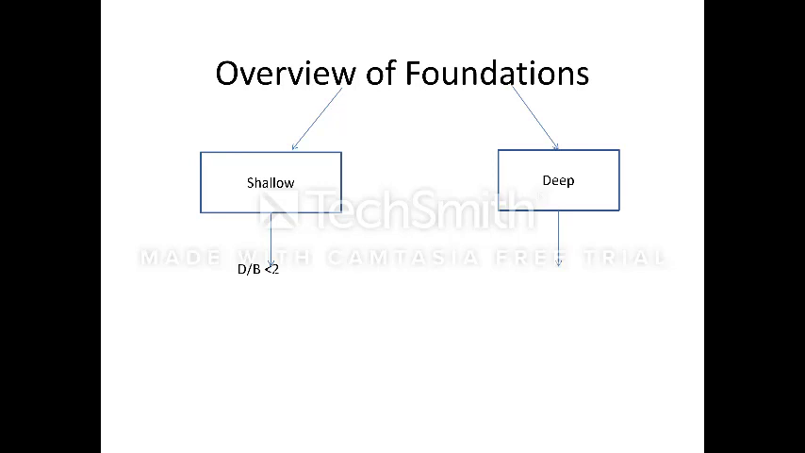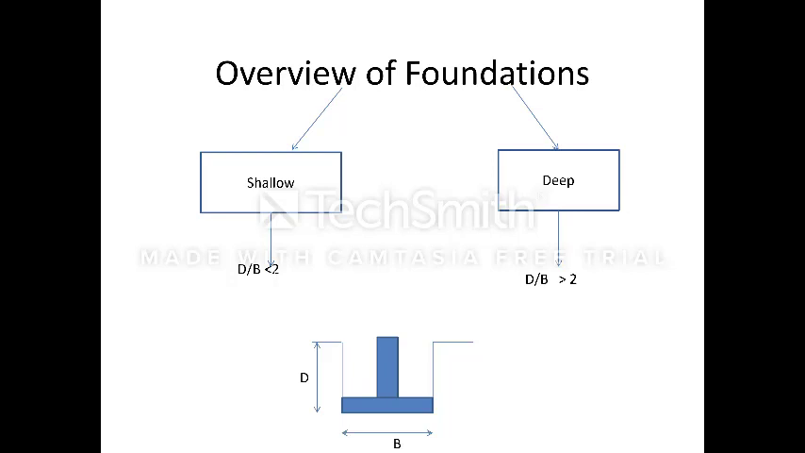If you want to define strictly what is shallow and deep, then D by B is the ratio, where D and B are shown in the figure. D is depth and B is breadth. So if D by B is less than 2, then it is a shallow foundation. If D by B is greater than 2, then it is a deep foundation. Of course, I made the definition very simplistic.